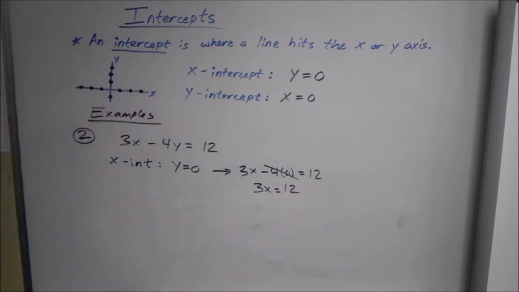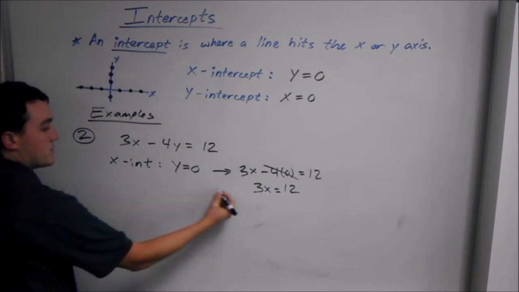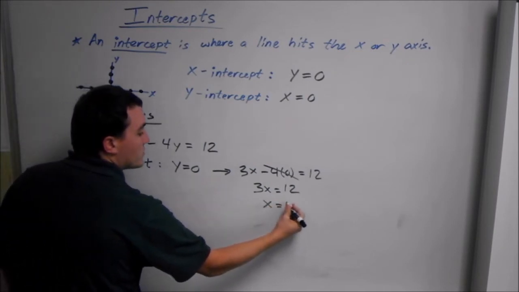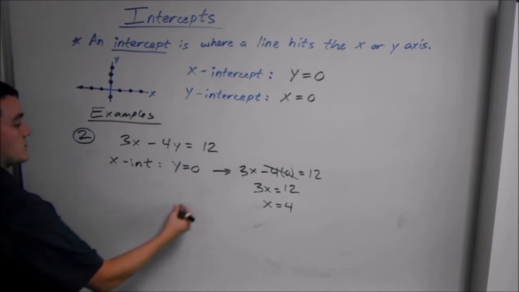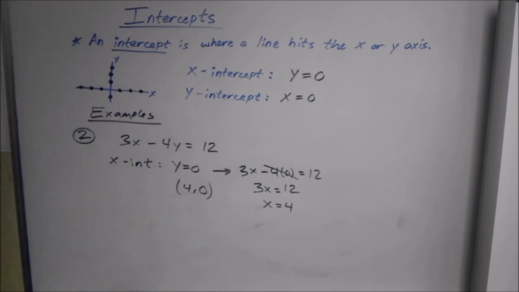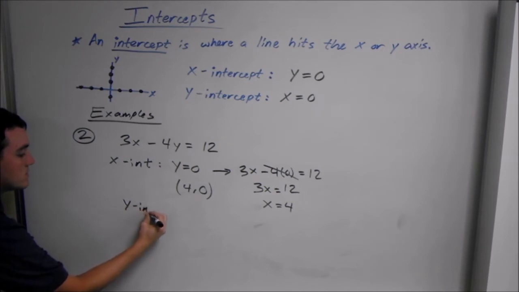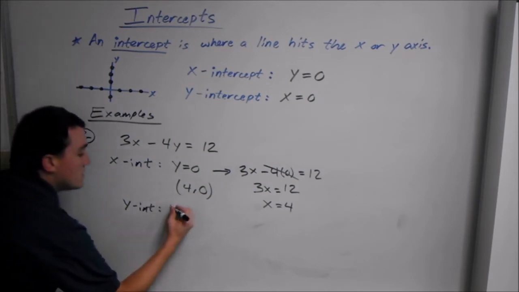So we divide by 3, and we get our x value for the x-intercept. X equals 4. So our x-intercept is 4, comma 0. That's where it hits the x-axis. Now we find our y-intercept. And this is a really good way to graph any line. Find the x-intercept, find the y-intercept. You have 2 points, you can graph it.